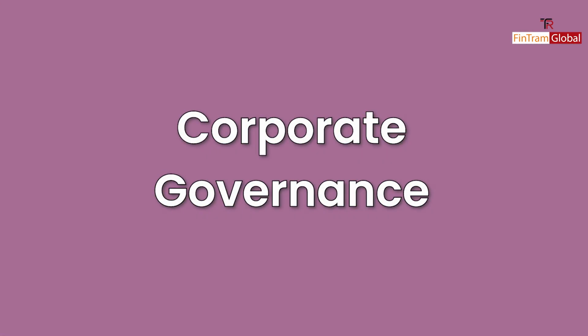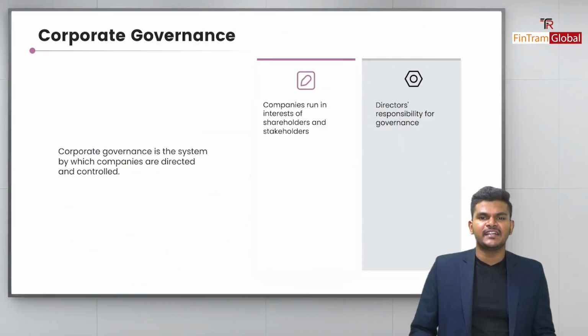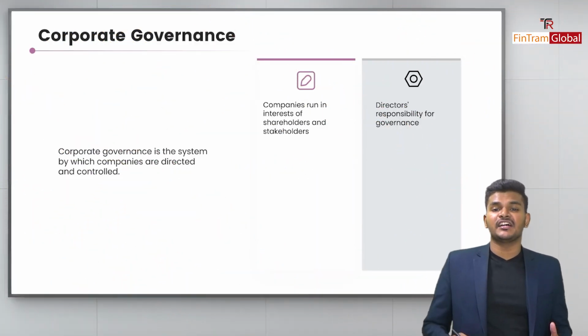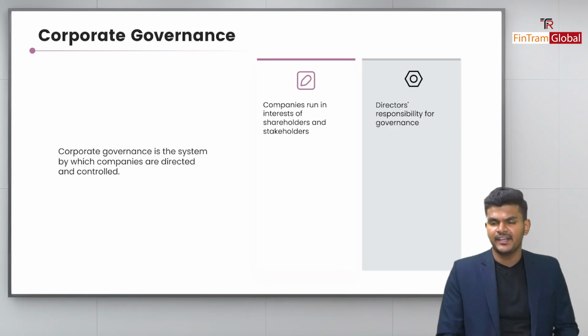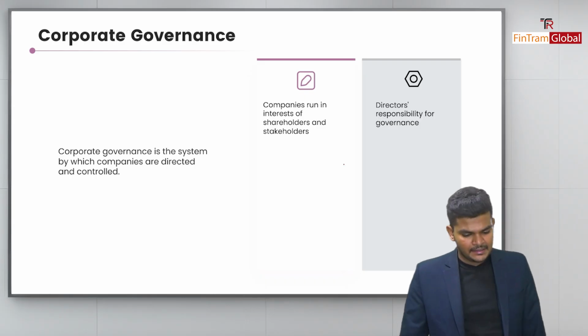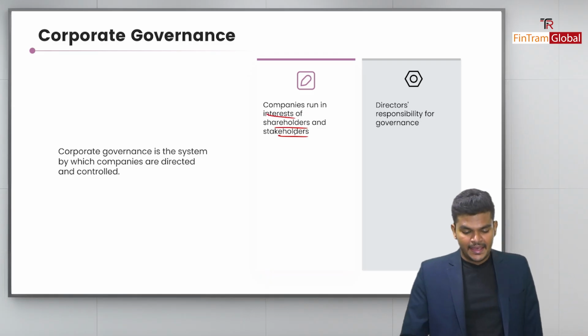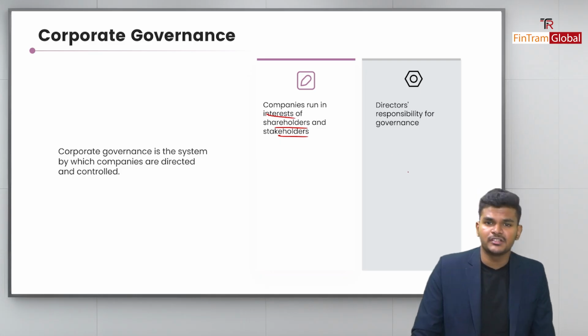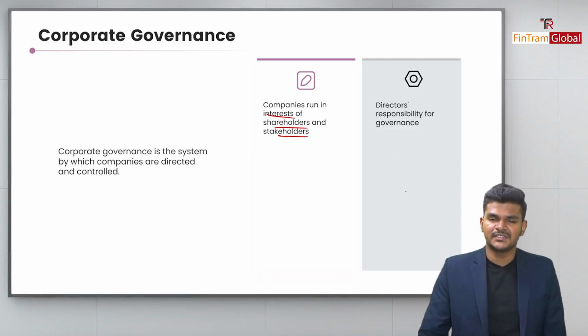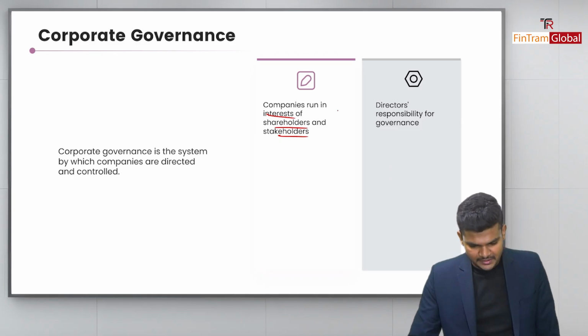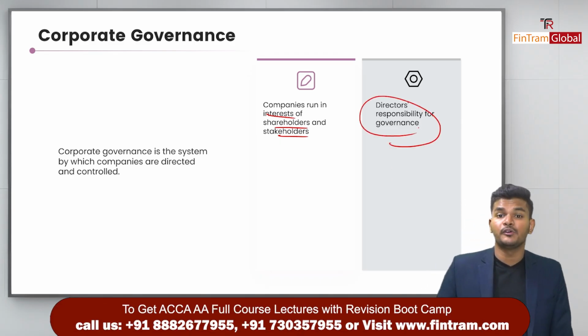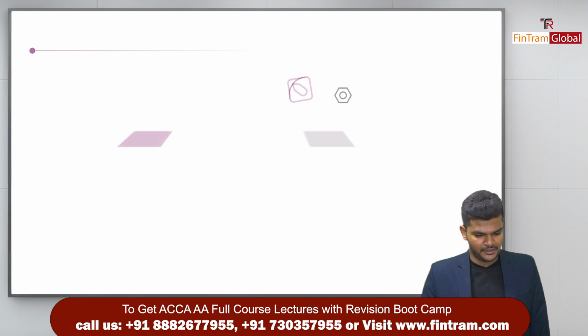Now, moving on to the next part, we have corporate governance. What is corporate governance, guys? It's basically the system by which a company is directed and controlled, right? To put it in very simple terms. And it enables the companies to be run in the interest of the shareholders and other stakeholders. And who has the primary responsibility to maintain corporate governance within the company? Is it the auditors? No, it is definitely the directors, the board of directors itself, right? So just keep that point in mind.